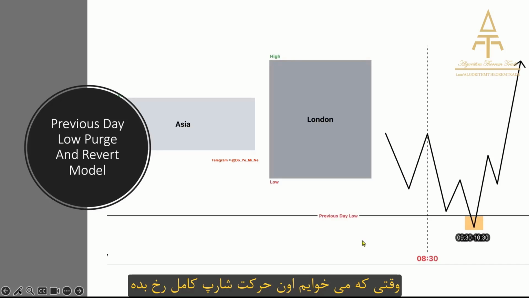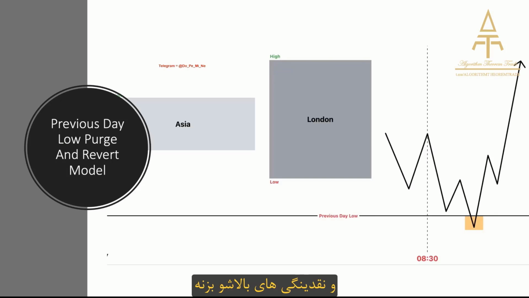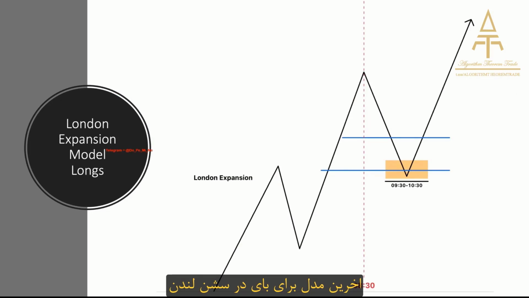We want to see a purge of that occur, and we want to see displacement to the upside occur. When that displacement occurs and we have taken out the sell side liquidity, we want to see the market draw towards the buy side liquidity above the London high and the liquidity resting higher. And the final model for longs during the AM session is the London expansion model, where we see an expansion leg during London that leaves behind an imbalance.